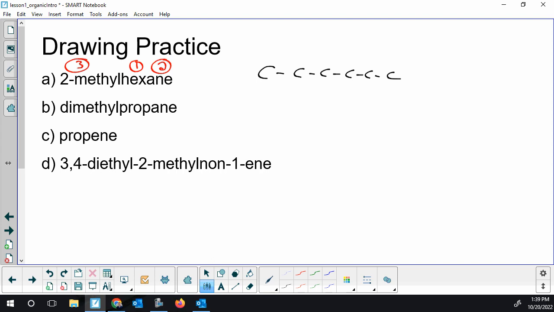So I have 2, 4, 6. Okay, so I've covered the hex. I put 1 dash between all of them. I don't have to add anything else because it's an ane. It only has single bonds.